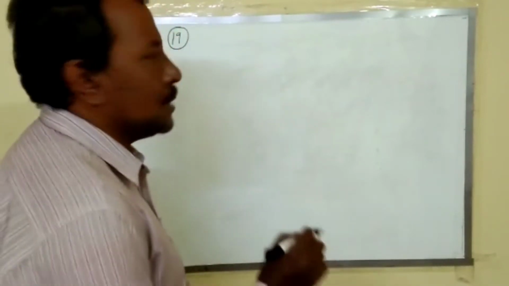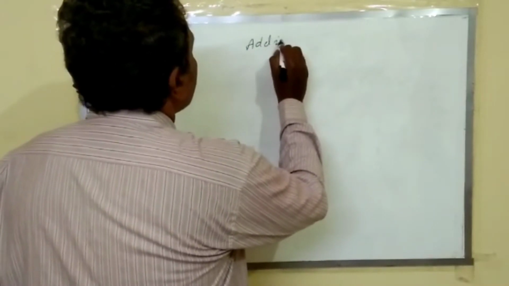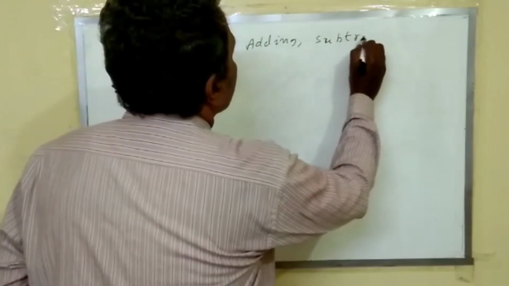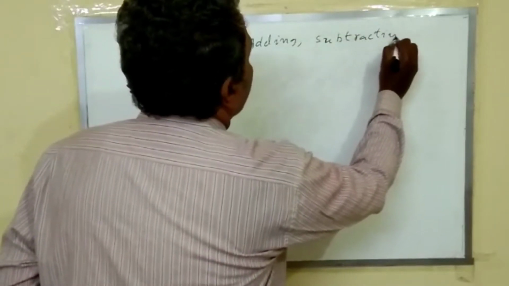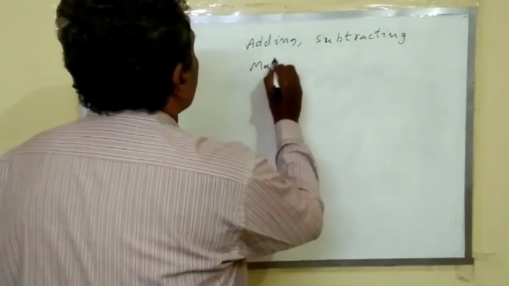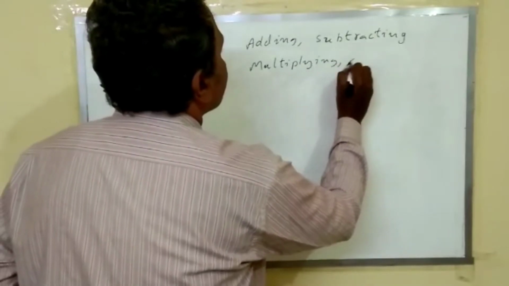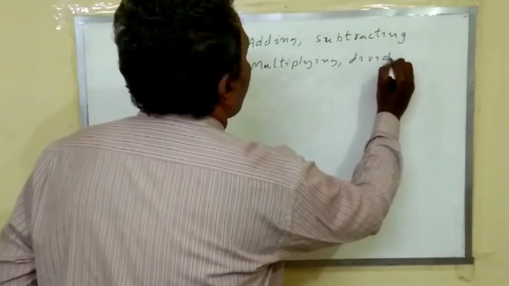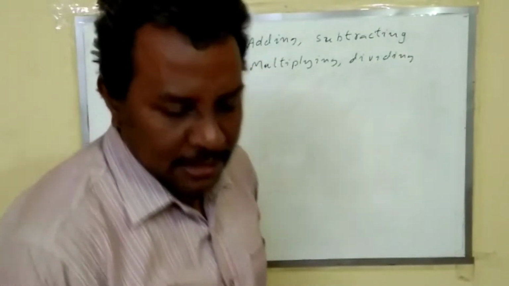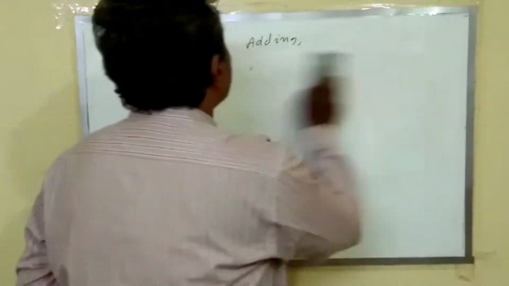Operations on sets. That means adding, subtracting, multiplying, and dividing. So first of all we'll discuss how to add two sets. Addition of two sets.